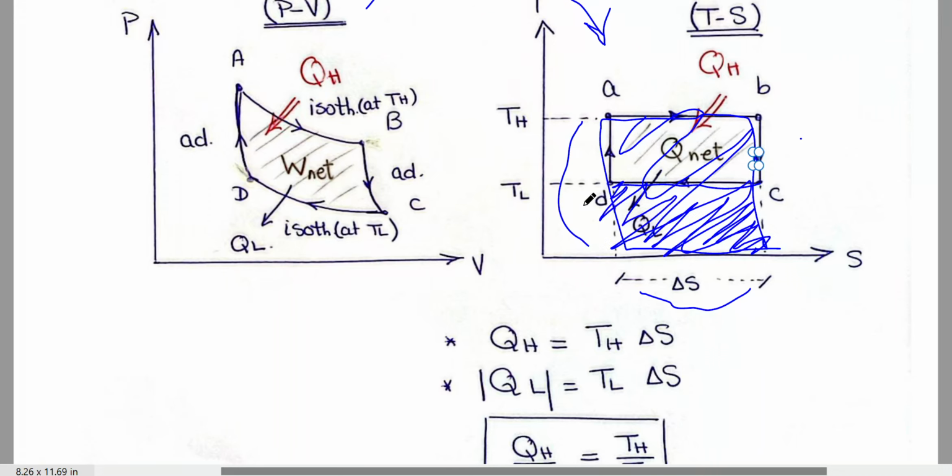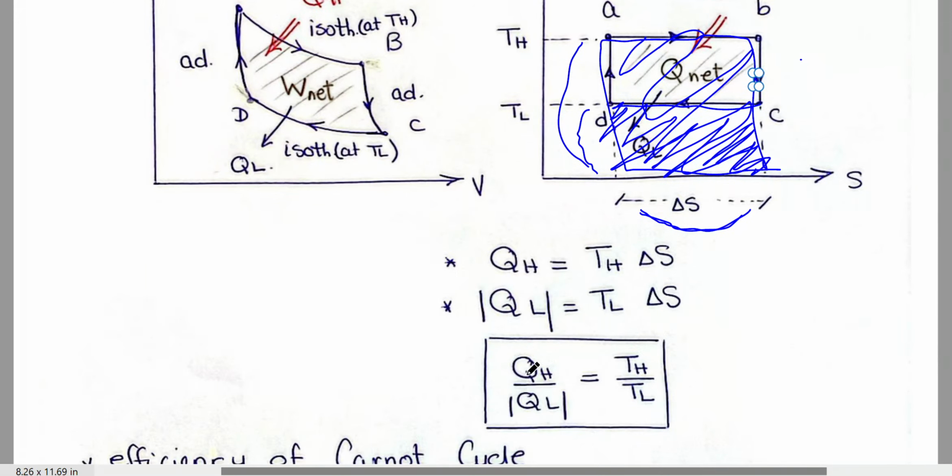This area is TL multiply delta S. So QH is TH multiplied by delta S, and QL is TL multiplied by delta S. Divide both equations, and you will have QH over QL equal TH over TL. This is only for a Carnot cycle. This property, QH over QL equals TH over TL, is only for the Carnot cycle.